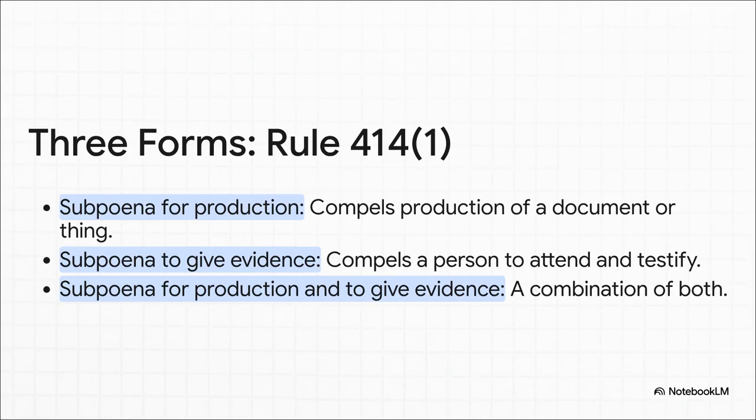First, you've got the subpoena for production. This forces someone to produce a document or some other physical thing. You'll hear the old Latin for this, duces tecum. Second is the subpoena to give evidence. This one compels a person to show up and testify. The Latin here is ad testificandum. And third, no surprises, is the combo meal, a subpoena for both production and to give evidence. 3 types, all under Rule 414.